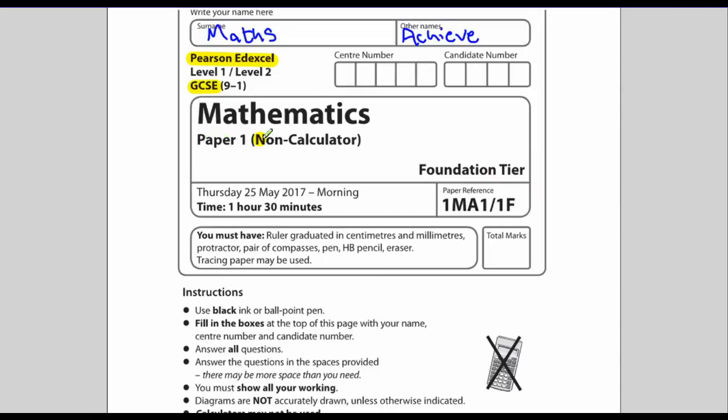We're looking today at the Pearson Edexcel GCSE Mathematics Paper 1, which is a non-calculator foundation tier. So without further ado, let me work through the paper with you.